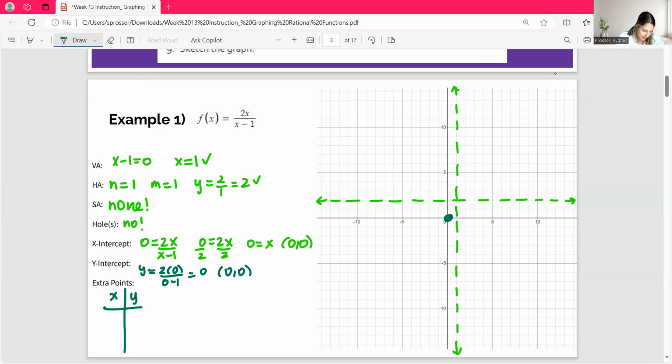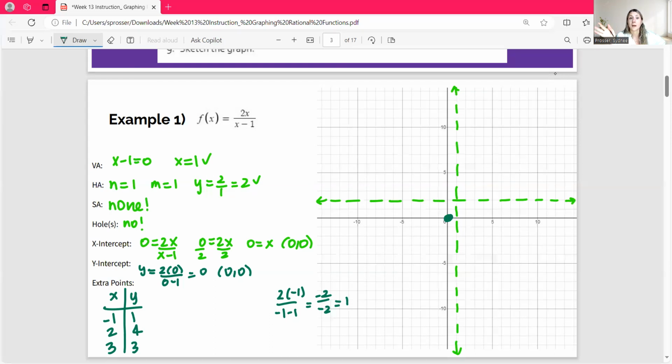I want to know what goes on, let's say, at -1. And then I need 2 more points to the right side of the vertical asymptote. Our vertical asymptote is at 1, so let's figure out what happens at 2 and at 3. All we do, guys, is substitute -1, 2, and 3 into our function. I'm just going to do one of those. If we do -1, we would do 2 times -1 over -1 minus 1. -2 over -2 gives me 1. When you plug 2 in, you should get 4, and when you plug 3 in, you should get 3.